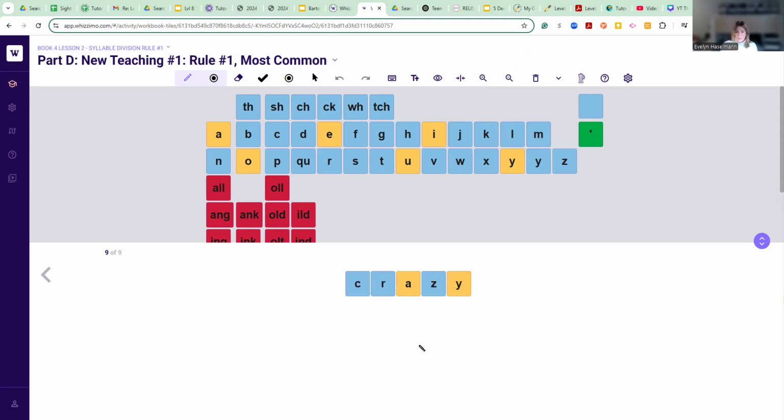Go ahead and divide the word. Again, boom, I pull this over here. Boom, I pull this over here. I push this to the back. Open A, crazy, crazy. Okay, so that's the first part.